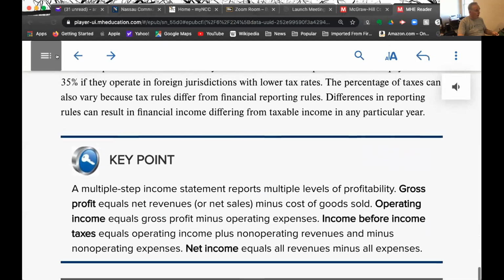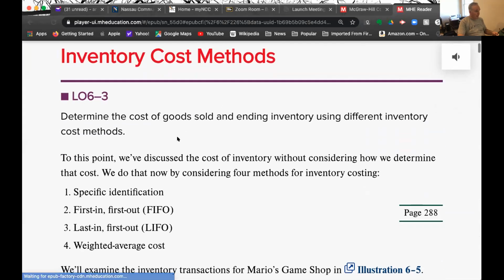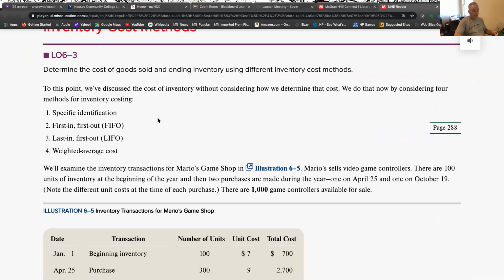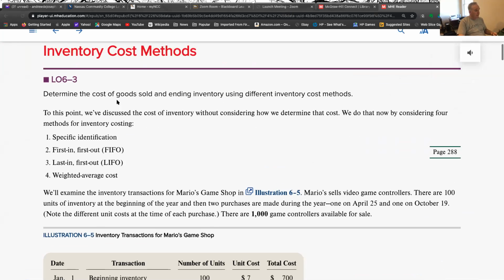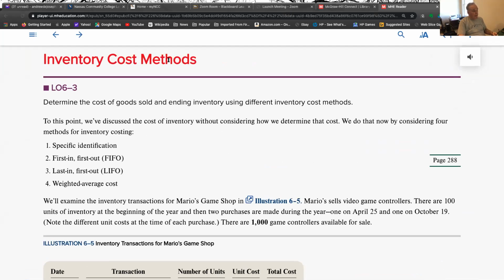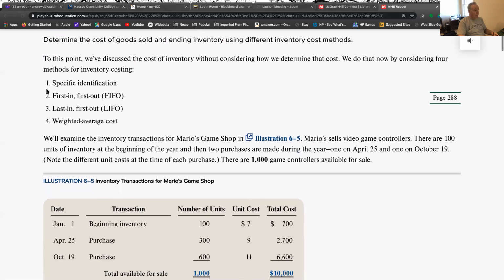And we did that for homework last time. Okay. So here's the stuff that we're going to concentrate on today. Inventory cost methods. Determine cost of goods sold and ending inventory using these different methods. What are the different methods, right? There's 4 of them. Specific identification, first in, first out, or FIFO, last in, first out, or LIFO, and weighted average cost.